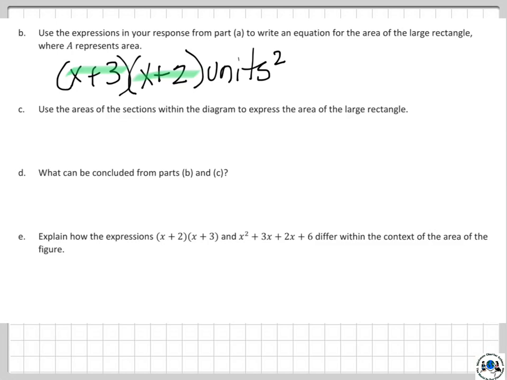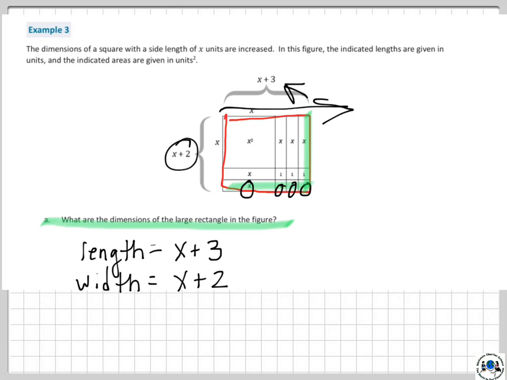Now the next section here asks you to go ahead and use the areas of the sections within the diagram, like we've been doing, to express the area of the large rectangle.